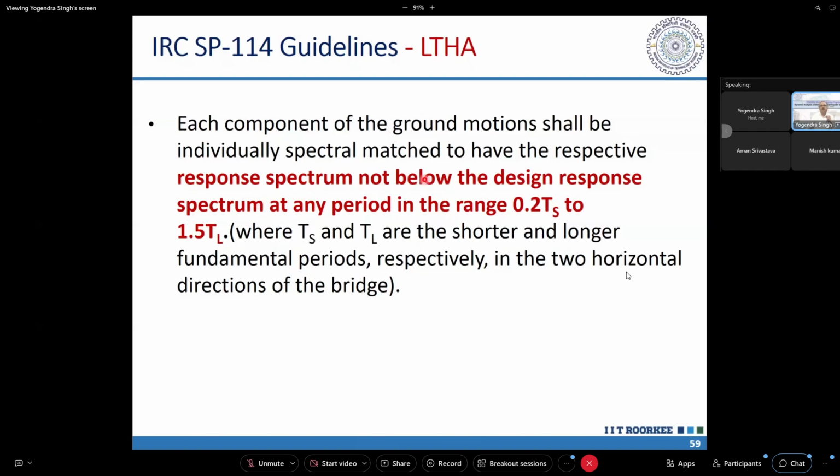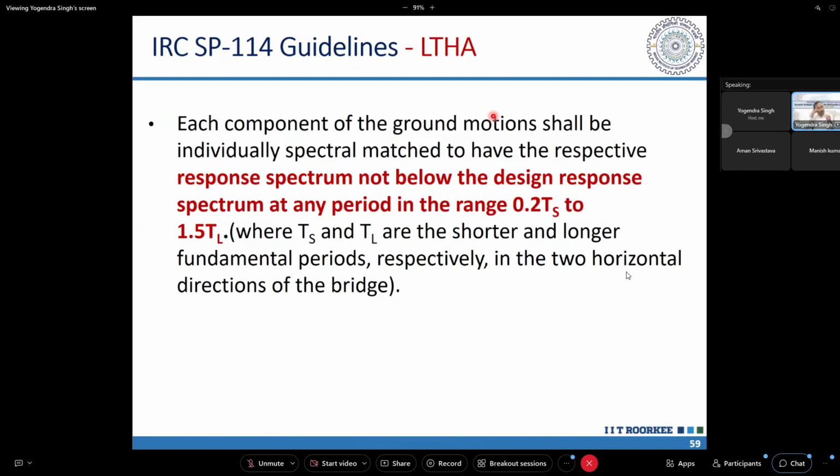And here these response spectra are individually spectral matched. So H1 component will be individually spectral matched with the horizontal target spectrum. H2 component will be separately done. And naturally, because we are taking these records from natural recorded past earthquakes, these will be uncorrelated. So the risk of correlation is not there. If we were generating artificial time history, then we would have to ensure that both are not correlated.